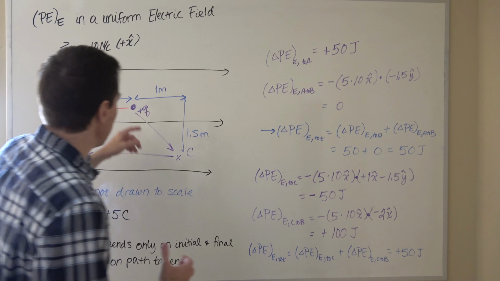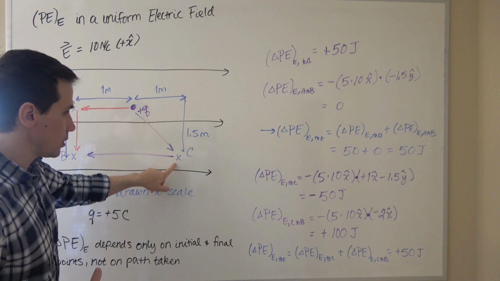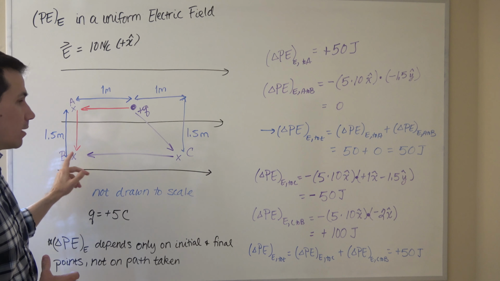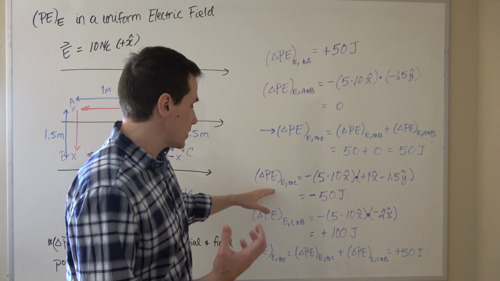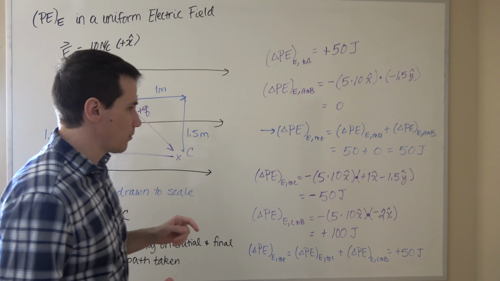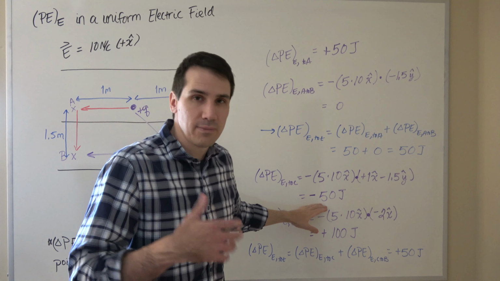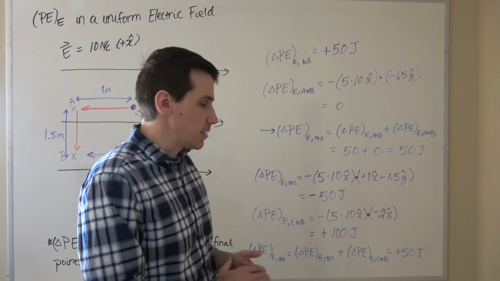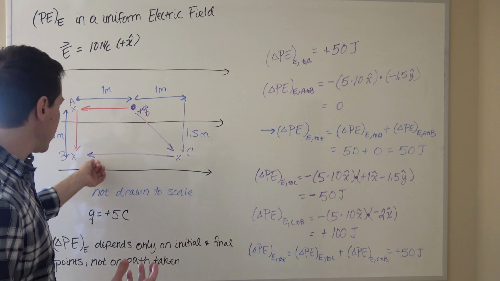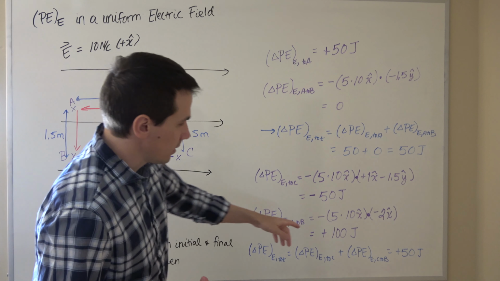Now let's try going from my starting location to point C, and then from point C to point B. Well, the first thing I do is I find the change in potential energy as I go from my starting location to point C. That we find to be negative 50 joules, just like we did before. And now we go from point C to point B.